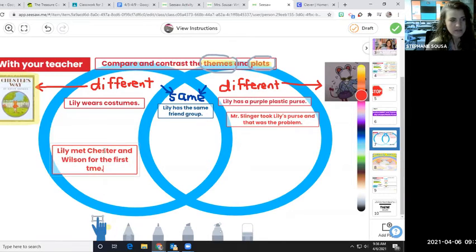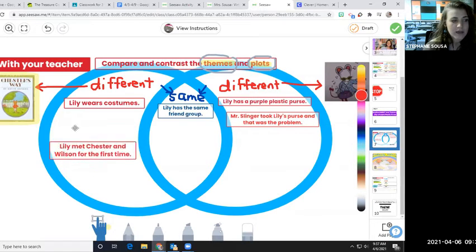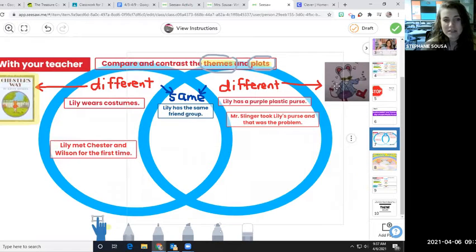In this text, we already know that they were friends, and we put that in the middle. We put that in the same. Lily has the same friend group. In this text, they became friends. In this text, they already were friends.